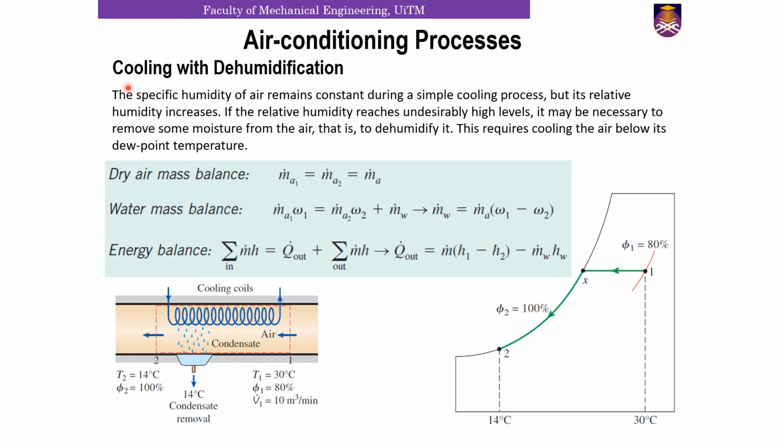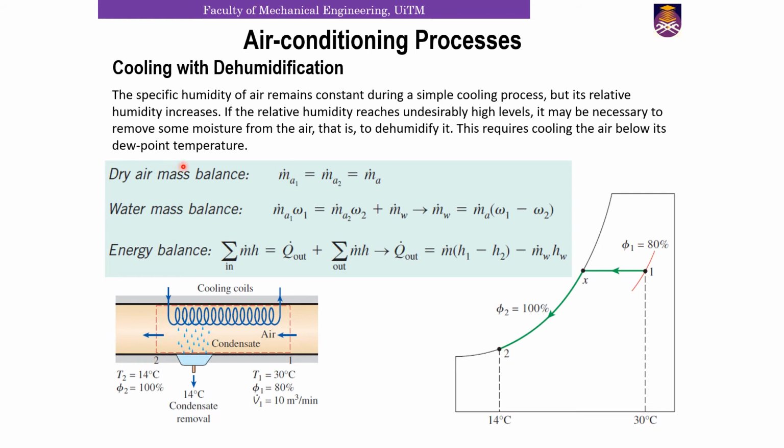So you can see here specific humidity of air remains constant during a simple cooling process. You can see here specific humidity is constant, right? But its relative humidity increases. So from 80% it has increased to 100%. If the relative humidity reaches undesirably high levels, it may be necessary to remove some moisture from the air, that is to dehumidify it, and this is what happens in our air conditioning processes. All right, so this requires cooling the air below its dew point temperature.